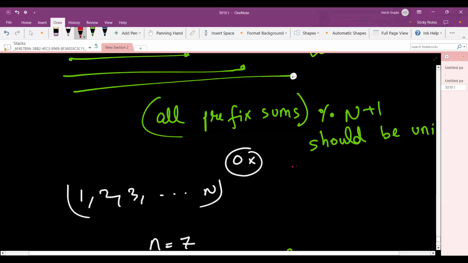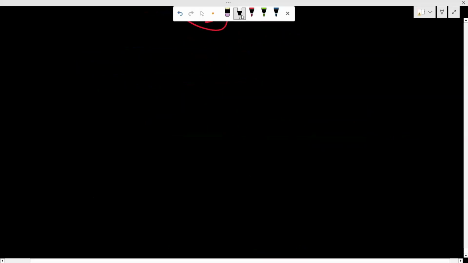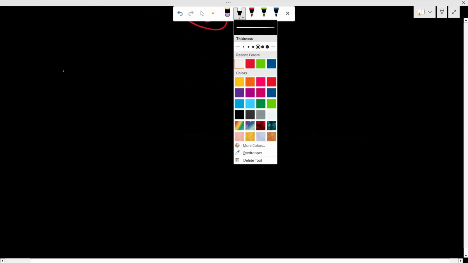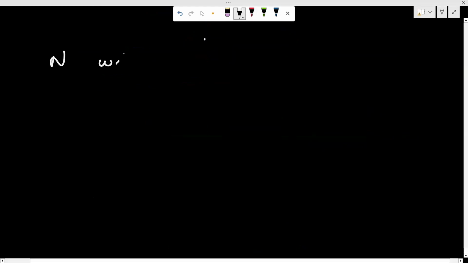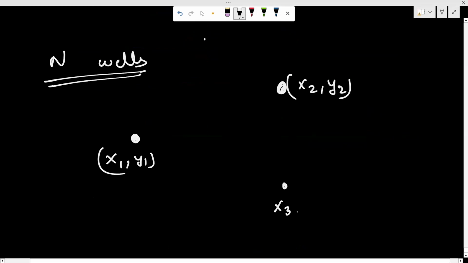Let us first understand what the question is, and then we will jump onto the solution. You have been given the coordinates of n wells. Suppose one of the wells is located over here at coordinate x1, y1. The other well is located over here, x2, y2. The other well is located over here, x3, y3. This is how you are given the coordinates of the wells. And initially you don't have any channels.